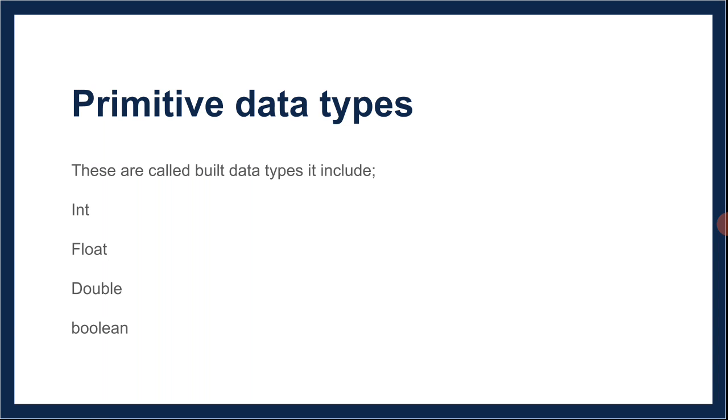We have the primitive data types. These are called built-in data types. They include int for integer numbers, float for decimal point variables or numbers, double, and boolean for true or false. So these are the basic primitive data types, the built-in data types. We use int for integers, float for floating points, double for double variables, and boolean for true or false. That is why they are called the primitive data types.